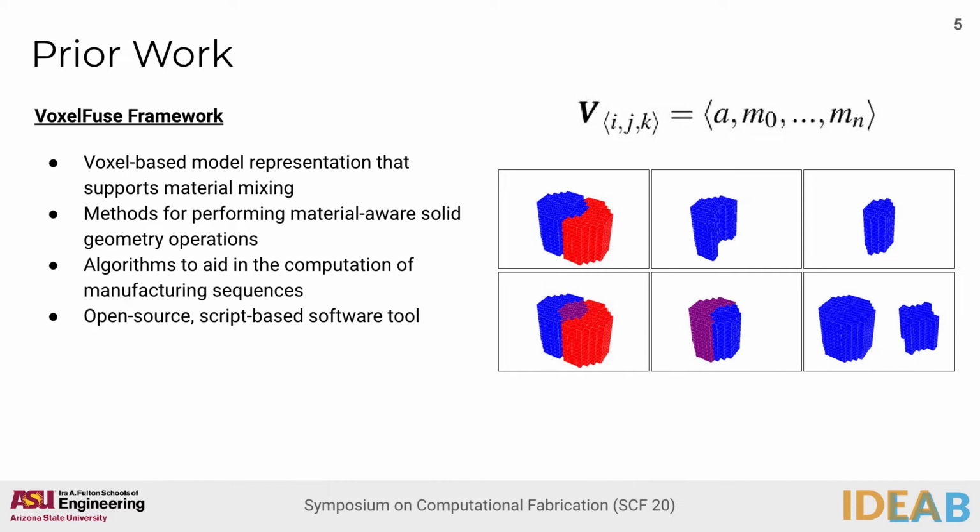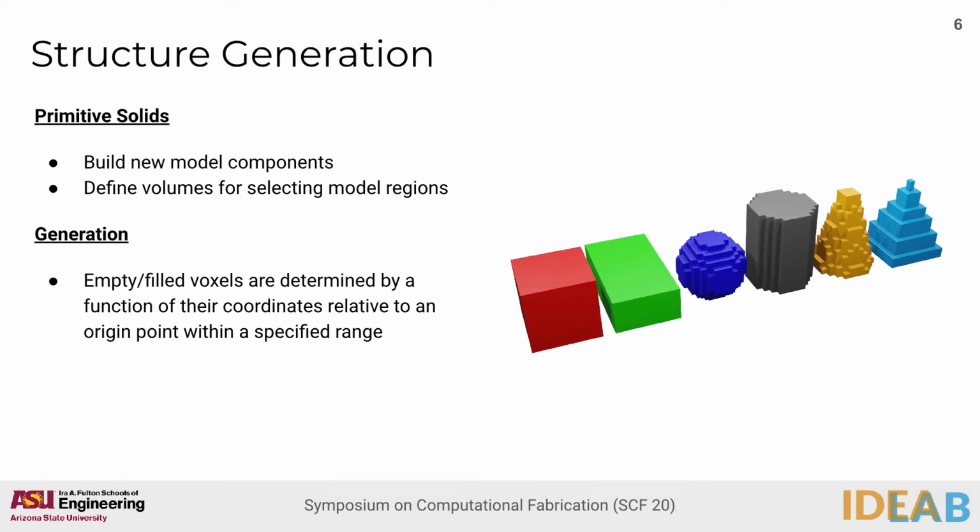In particular, we were interested in structures that could be used to achieve graded mechanical properties using only two discrete materials. The first step was the addition of functionality for the generation of basic primitive solids. These play a role in building new model components or for defining volumes to select different model regions.